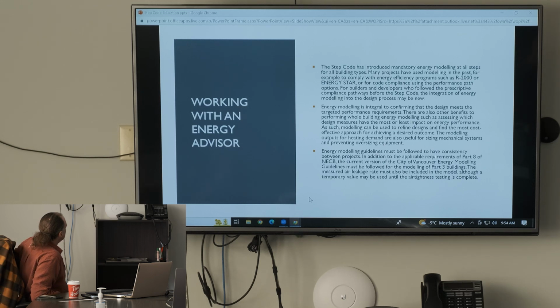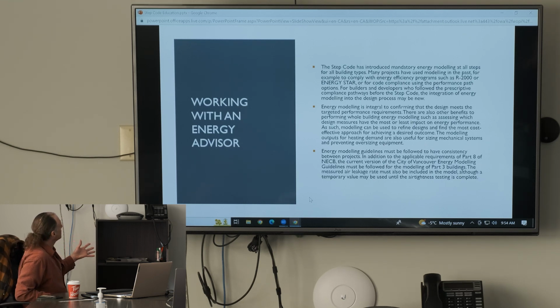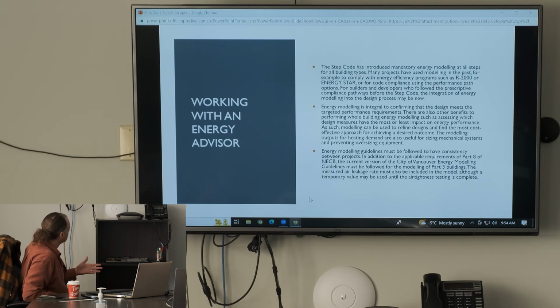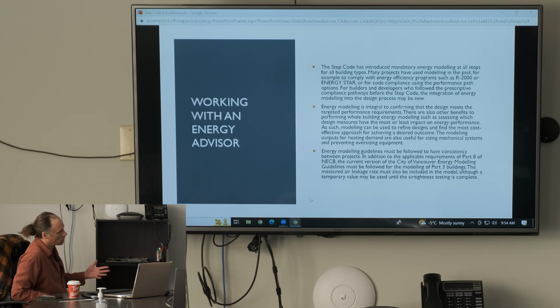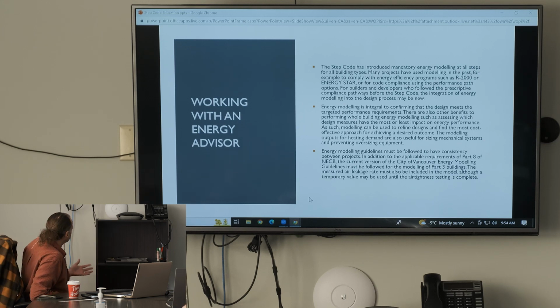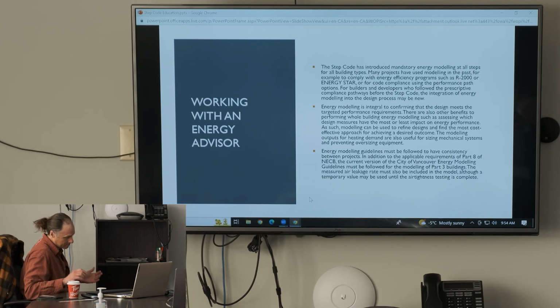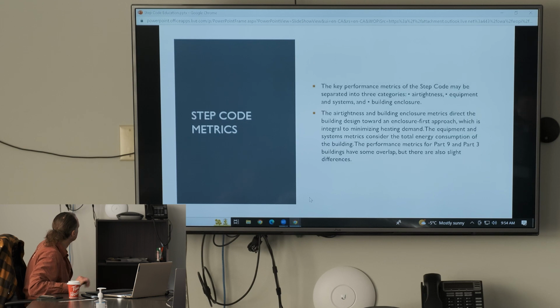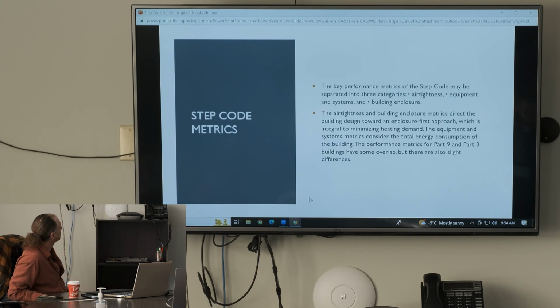Yep, no problem. So energy modeling can be used to refine designs and find the most cost-effective approach for achieving a desired outcome. The modeling outputs for heating demand are also useful for sizing mechanical systems and preventing oversizing equipment. So yeah, you can see that's going to be important.